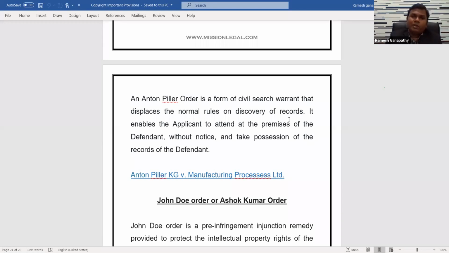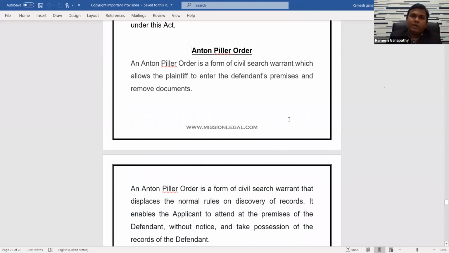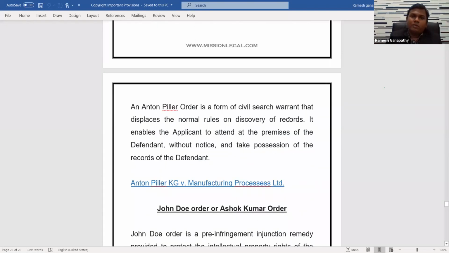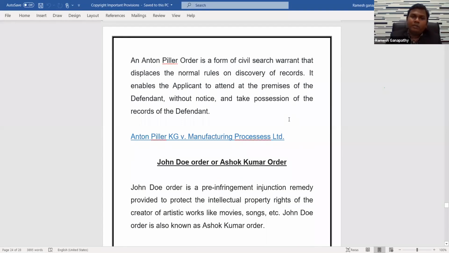The name Anton-Pillar order came into picture because the first order of this kind was passed in the case of Anton-Pillar KG versus Manufacturing Processor Limited. This is a British case. The party name itself was Anton-Pillar. That is why the order was called Anton-Pillar order.